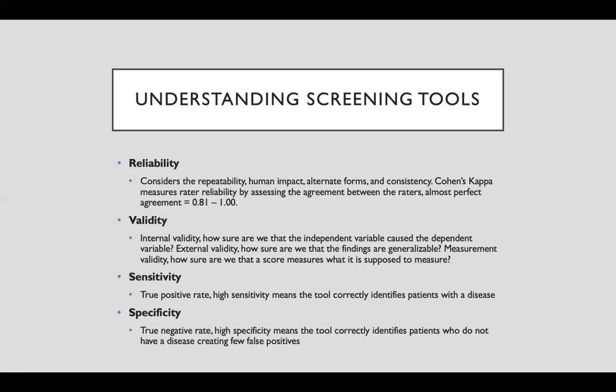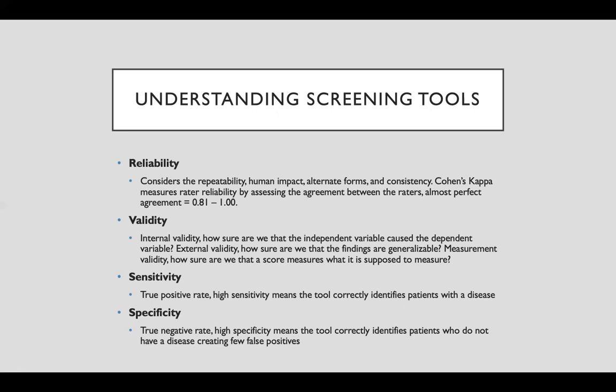And so we're going to dive a little bit deeper into some of these screening tools. I just wanted to include this slide to explain some of the things that I'll be discussing with each one of the screening tools. First is reliability, which is going to consider the repeatability, human impact, alternate forms, and consistency of the tool. We're also going to look at Cohen's kappa, and that measures rater reliability by assessing the agreement between the raters. An almost perfect agreement is between 0.81 and 1.